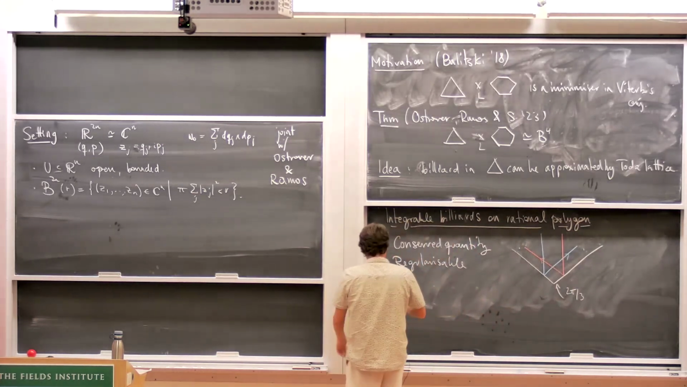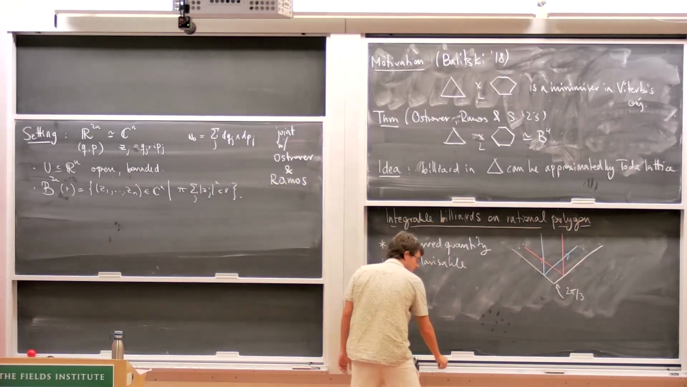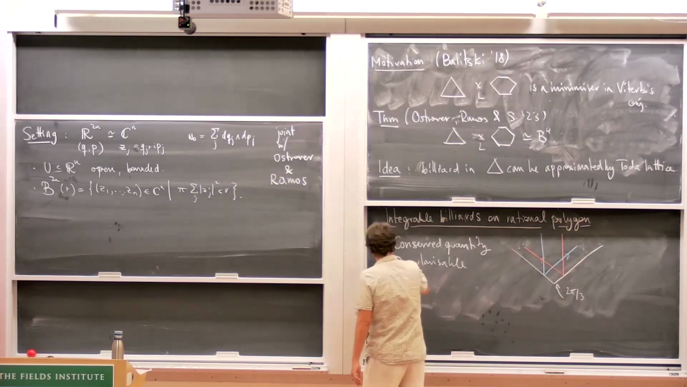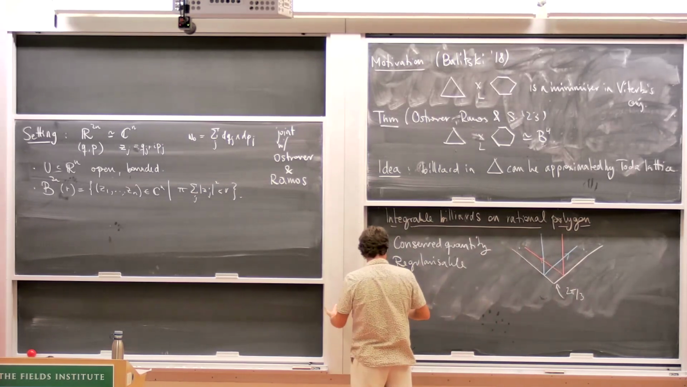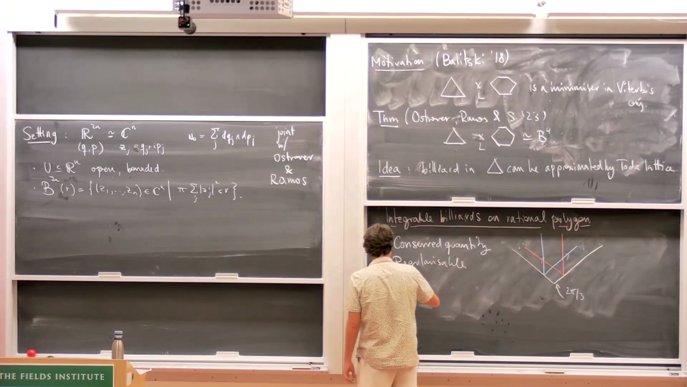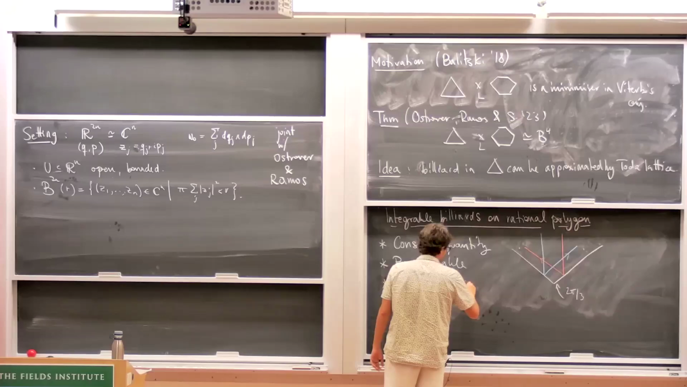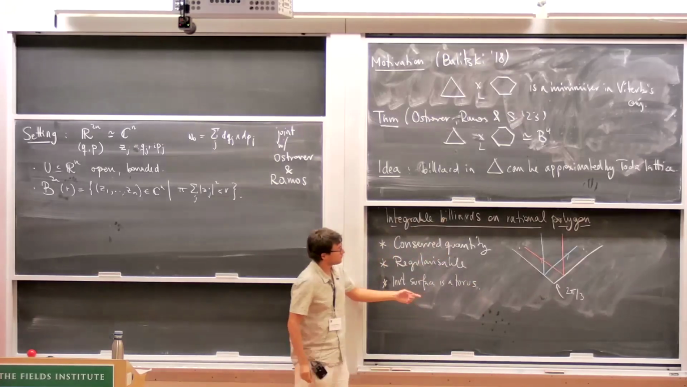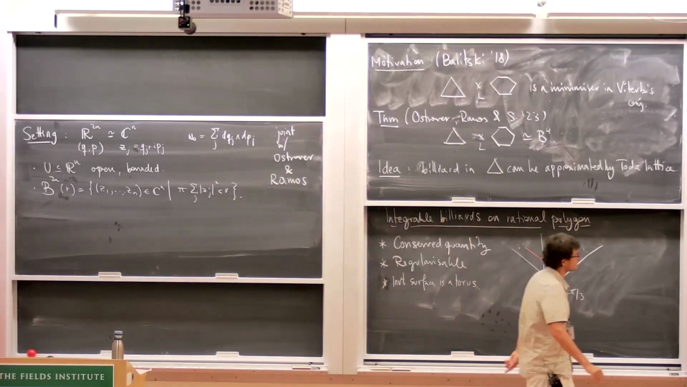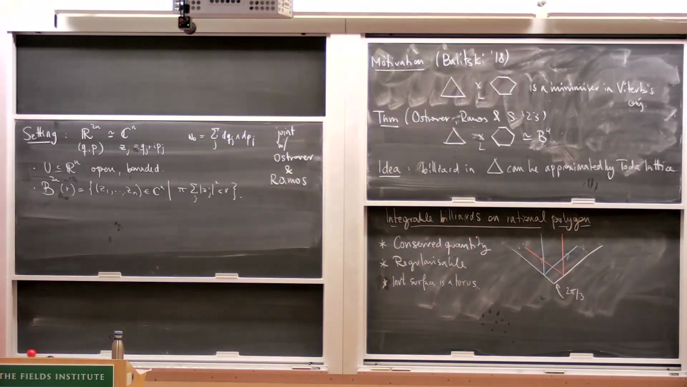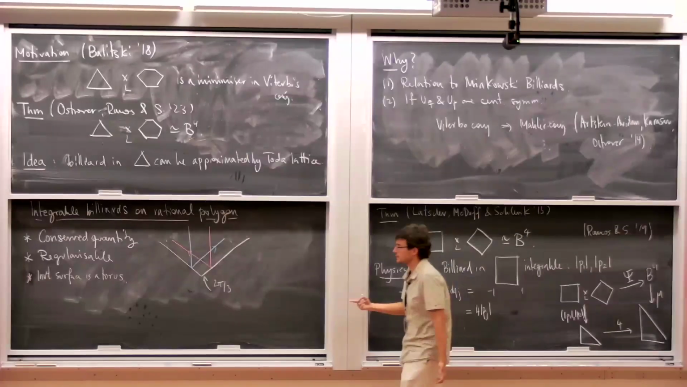And what else do I want? I wanted a different color. I want that the invariant surface is a torus. What do I mean by this? In the standard setting of integrability, the dynamics happens on a torus. Now, what is an invariant surface?